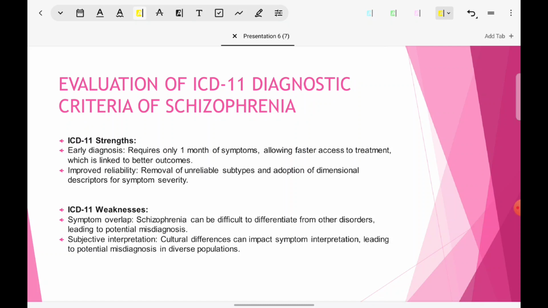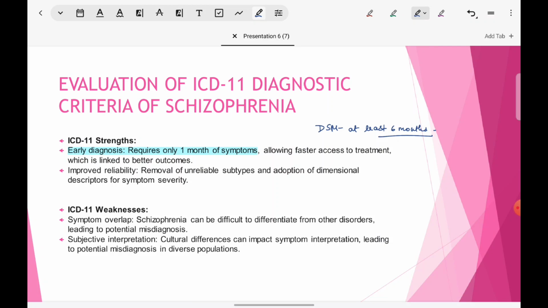When it comes to the ICD-11, which we have just seen, one strength of it is, it requires only 1 month of symptoms for diagnosis. As we saw, the minimum duration is 1 month. There are some other systems of diagnosis as well, such as the DSM-5, which is used in America. In that system, the psychologist waits for the patient to show symptoms for at least 6 months before giving them a diagnosis. What happens is, the more that we wait for giving a diagnosis, the more that treatment gets delayed.